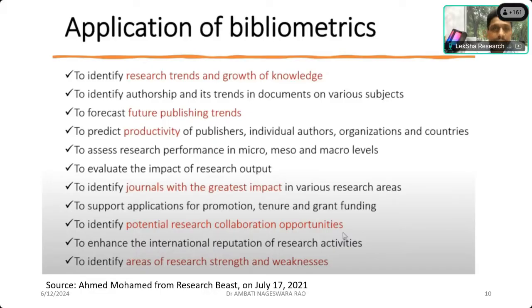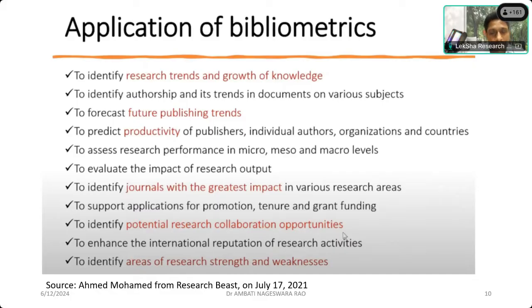Getting funding and name, in terms of visibility and ranking of your institution, is also very important. To assess research performance at micro, meso, and macro level, not only at local or institutional level but at international level also, one can identify the research performance of individuals and countries. To evaluate the impact of research output, I mentioned already. To identify journals with the greatest impact in various research areas.